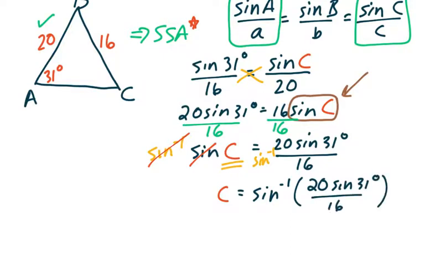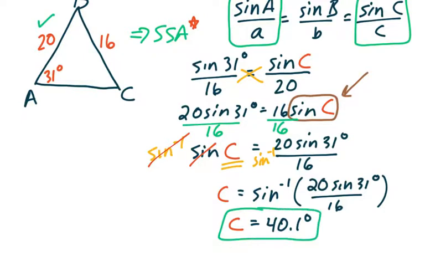And this is where your calculator comes in. You can punch it in right away as one big statement, sine inverse, and then plug in what's inside the fraction. And if I do that right, I get C is about 40.1 degrees. Great. Okay, so make sure that looks okay. And I've got C is 40.1 degrees.